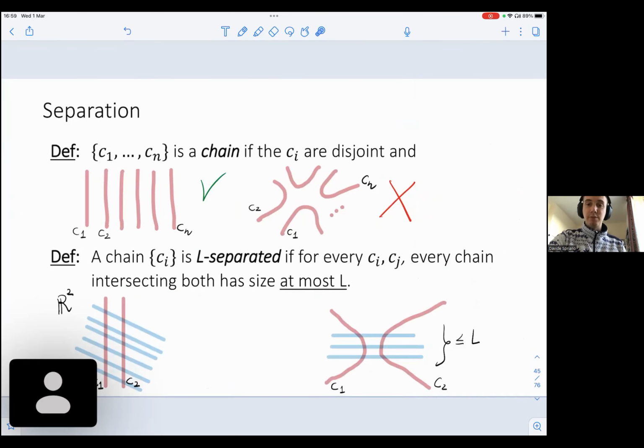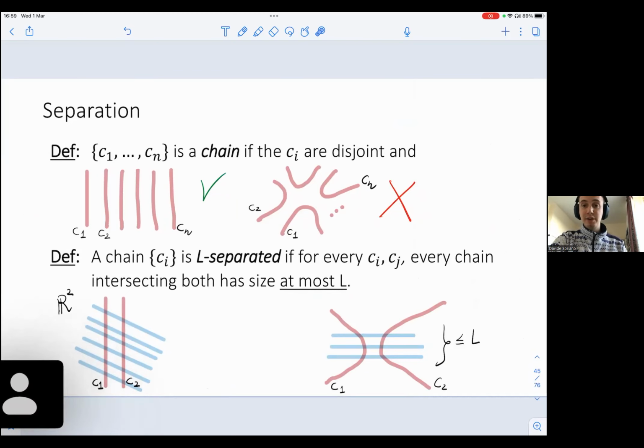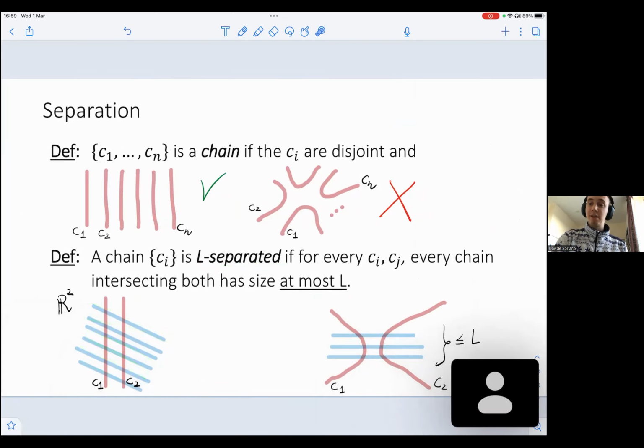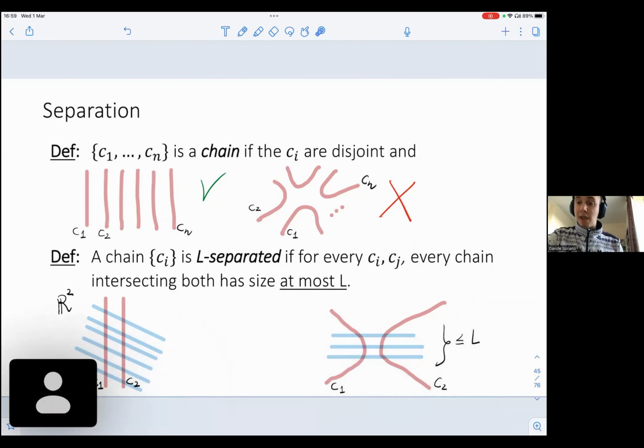So picture in R2, if I take 2 curtains C1 and C2 that are disjoint, that is to say 2 parallel strips, those are never going to be L-separated, because I can always take a sequence of other parallel strips that intersect both, all of them. Whereas it might happen in other spaces that you have C1 and C2 as 2 curtains, and whenever I have a chain that intersects both, the size of this chain is bounded. Okay, so this is the definition. This is an L-separated chain. Are there questions?